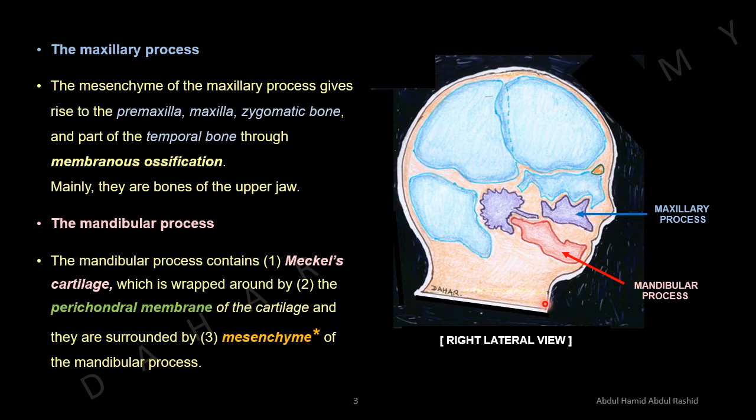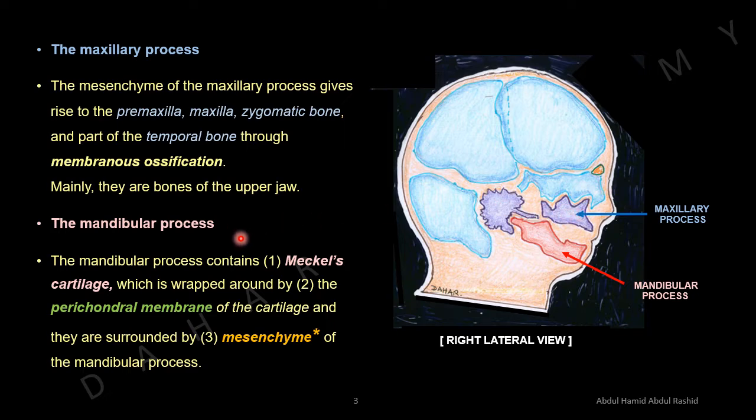This is the right lateral view of the embryo. This is the maxillary process and this is the mandibular process. The mesenchyme of the maxillary process gives rise to the premaxilla, maxilla, zygomatic bone and part of the temporal bone through membranous ossification. Premaxilla, maxilla, zygomatic bone and part of the temporal bone are formed through membranous ossification. All are bones of the upper jaw.